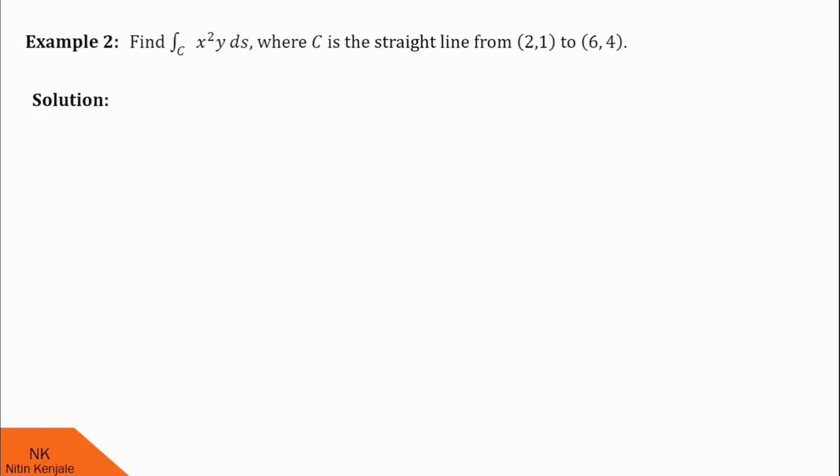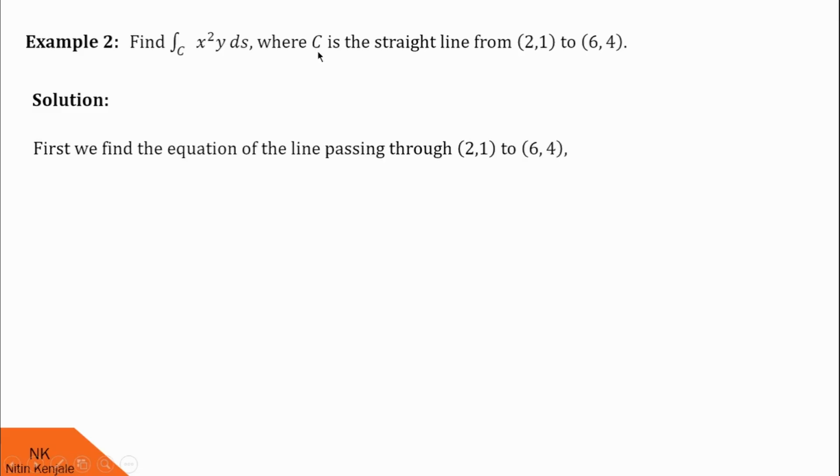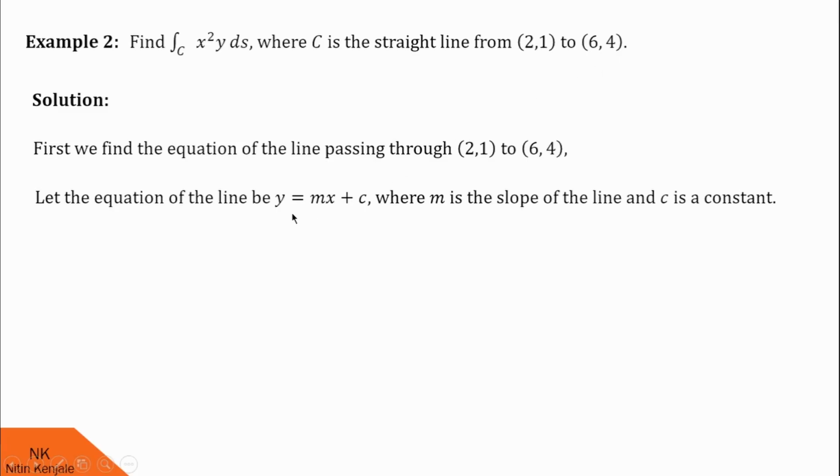If you compare this question with the previous one, you will come to know that in this question, equation of the curve C is missing. So first we find equation of the line passing through point (2, 1) to (6, 4). Let the equation of the line be y is equal to mx plus c, where m is the slope of the line and c is a constant.